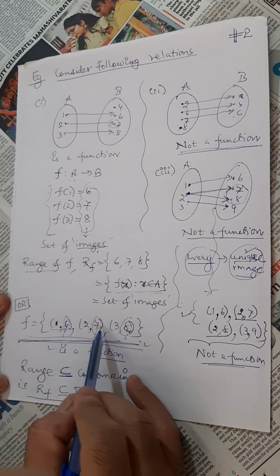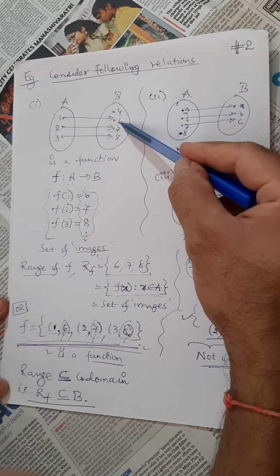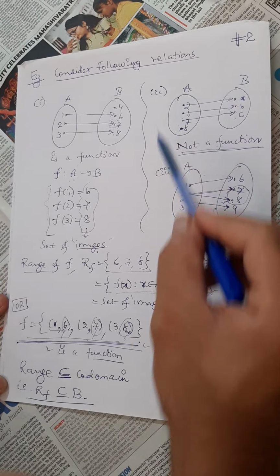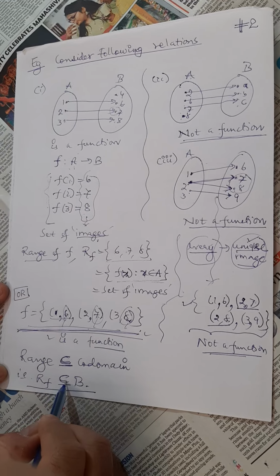You see here the range has 6, 7 and 8 as members. This is a subset of B. B has 4, 6, 7 and 8 as members. If I draw 4, then both will be equal. So in general, subset or equal to.